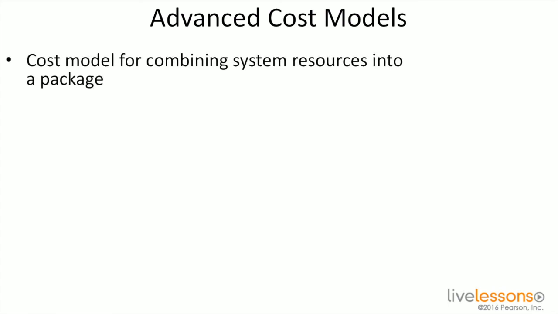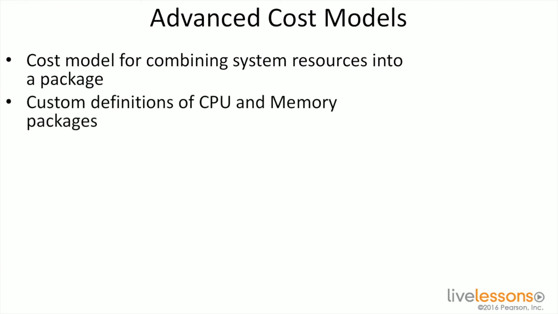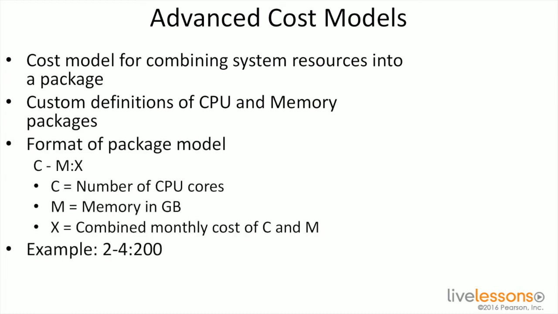Now let's talk a little bit about advanced cost models. This is designed for creating a package for cost. And what this is intended to do is allow you to create a custom definition of CPU and memory packages and the attributed cost to that. So the format of the package model is C-M:X. And what this is doing is saying that C is the number of CPU cores, M is the memory in gigabytes, and X is the combined monthly cost of C and M.